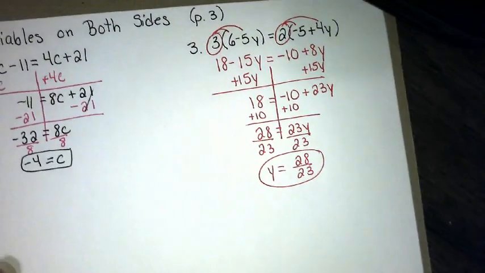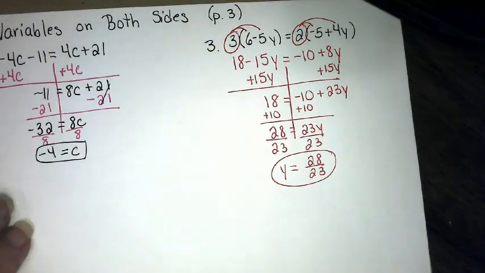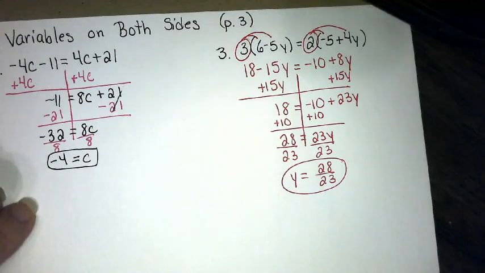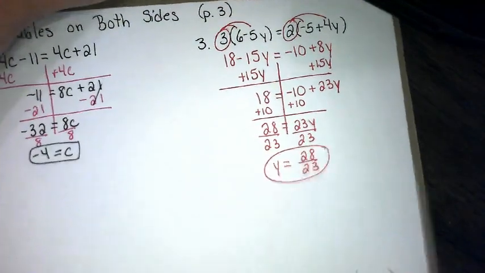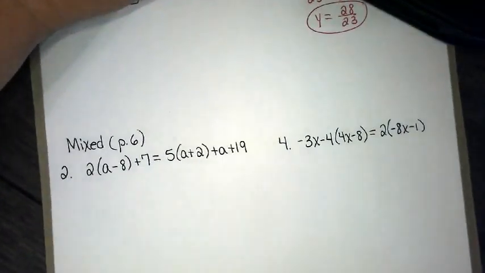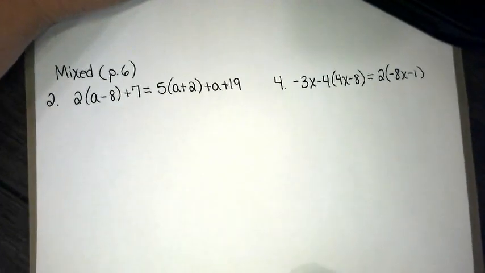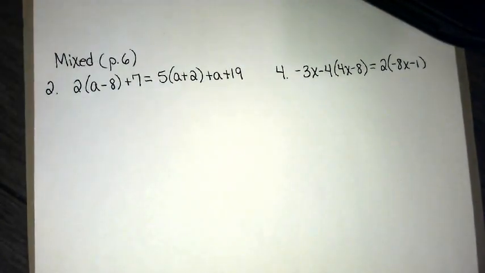So now you're going to practice the rest of the problems on page 3 and then do your skill check. There are also some equations to solve on page 6. They're kind of mixed up. They're a little more complex. So let's practice those. It's on page 6. It's called mixed equations. So here we go.